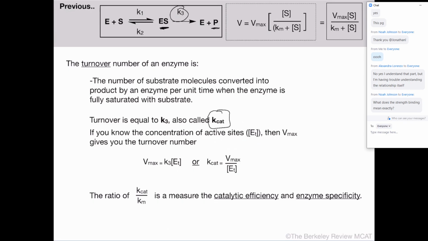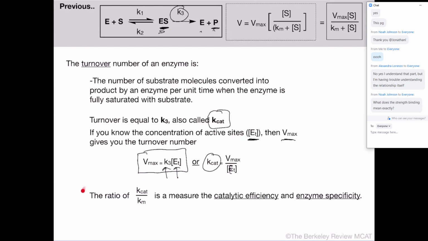Okay. And so if you know the concentration of the total number of active sites, which is expressed by ET, your total concentration of enzymes, then Vmax gives you the turnover number. Your maximum velocity is determined by how many enzyme active sites you have times this rate of going from ES to enzyme plus product. And if you rearrange that, your Kcat is just your Vmax divided by your total enzyme active sites.